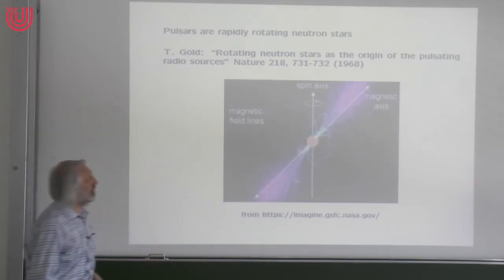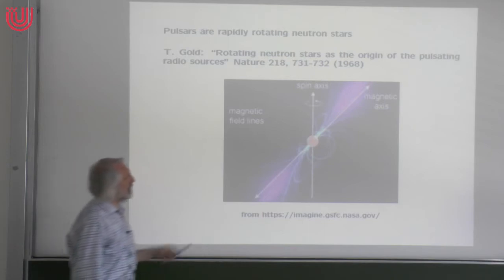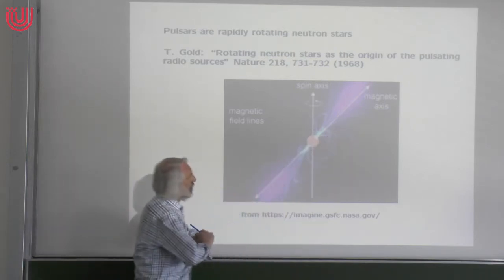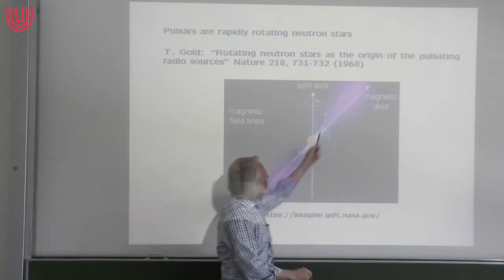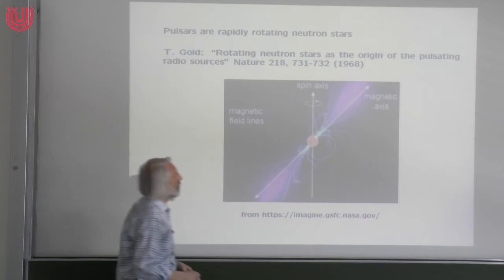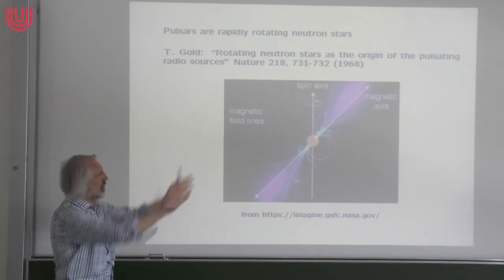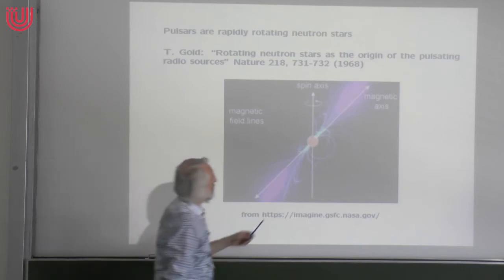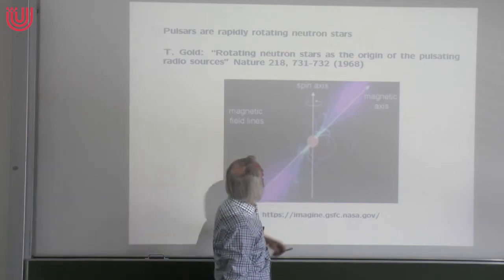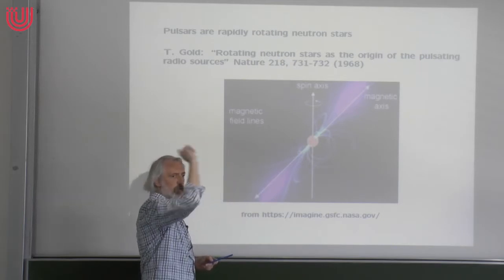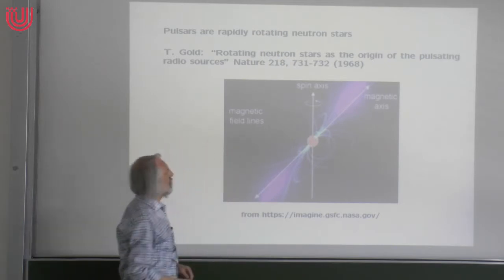Now if there are charged particles around, then they would follow the magnetic field lines. So there would be radiation going out, mainly in the direction of the magnetic field axis. Yeah, like a lighthouse. So a cone of radiation would go out in the direction of the magnetic axis. But as the thing rotates about the spin axis, then this cone would rotate, like a lighthouse, yeah? Like the signal from a lighthouse.